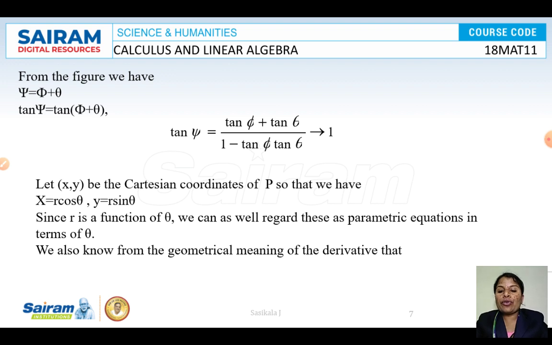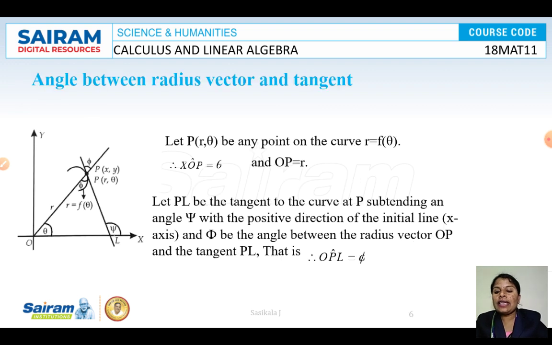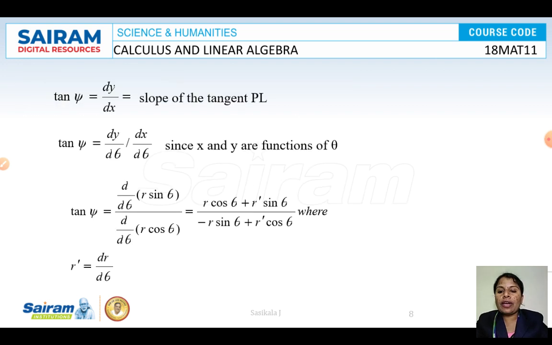So now what I'm going to do is express this in terms of the geometrical meaning of a derivative. So what is that? In the geometrical meaning, the derivative is tan psi, which is nothing but the slope of the tangent at P. So the derivative is nothing but dy by dx. So tan psi is equal to dy by dx, which is equal to the slope of the tangent at P.